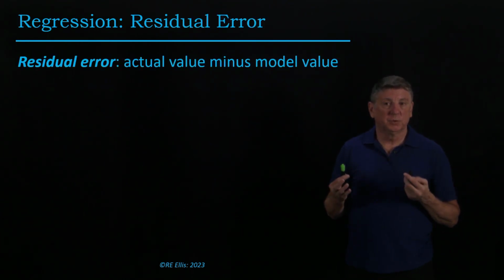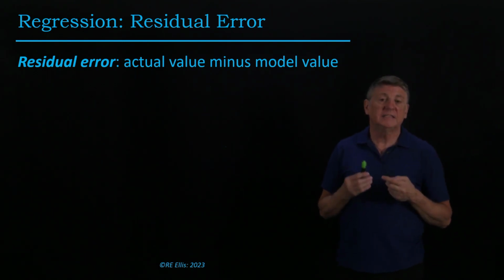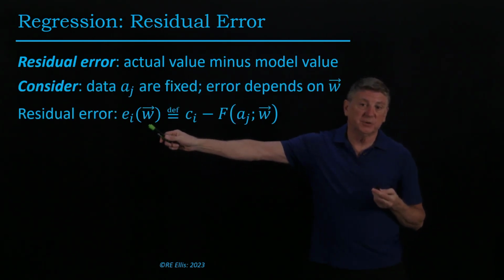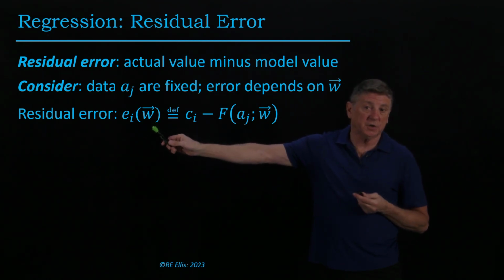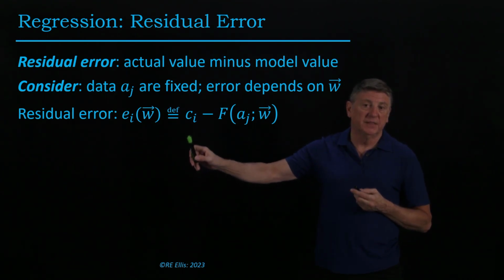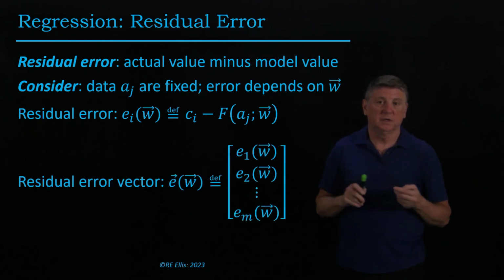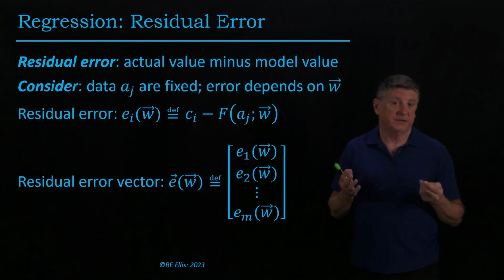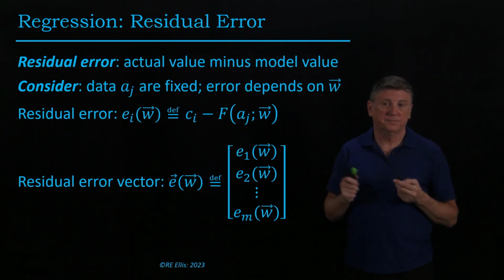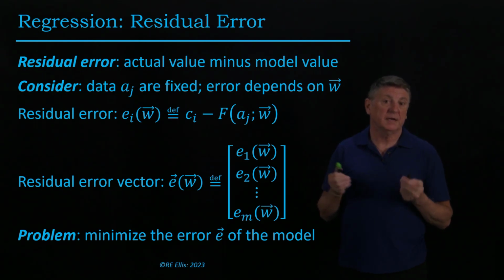So residual error, there are many kinds of error, and what we'll usually talk about is residual error. This is the actual value minus the model value. So now the residual error depends on the arguments that we're learning. We'll define that as the difference between the dependent value and the model value that we have computed. So we can gather these into a vector. And so we can say that there's not just an error term, there's an error vector.